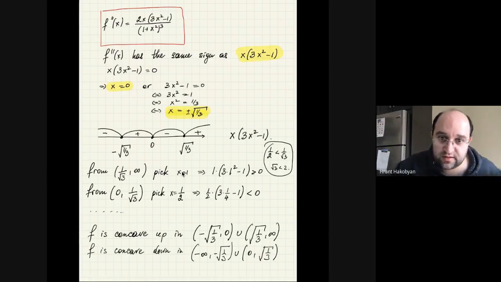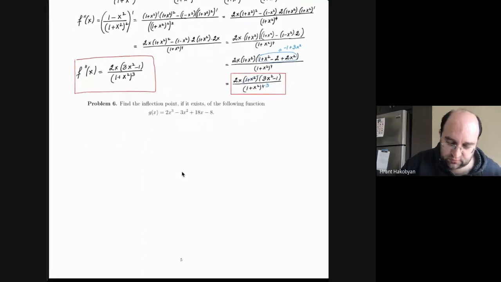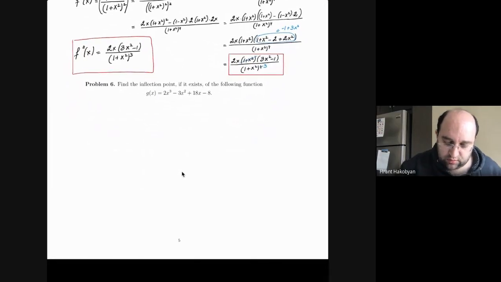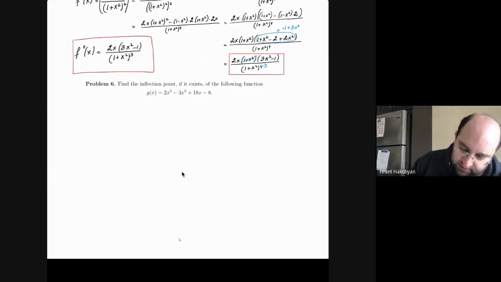Okay, I'm going to continue with the next one, and before we do that, I have to say what an inflection point is. So let's write that down. We say that F, so an inflection point.